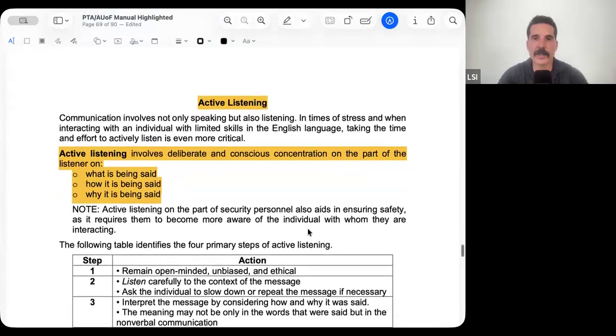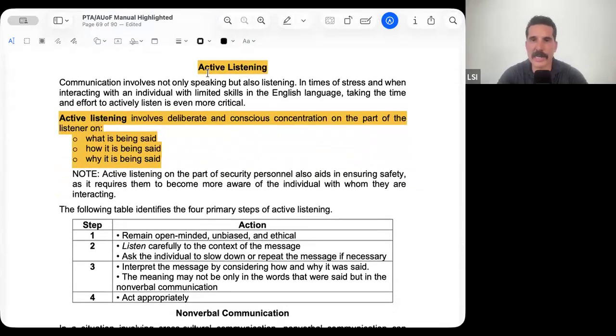All right, next page. So the next page, page 69, we're going to highlight this first heading, active listening. Highlight the heading. It continues. Communication involves not only speaking, but also listening. In times of stress and when interacting with an individual with limited skills in the English language, taking the time and effort to actively listen is even more critical.